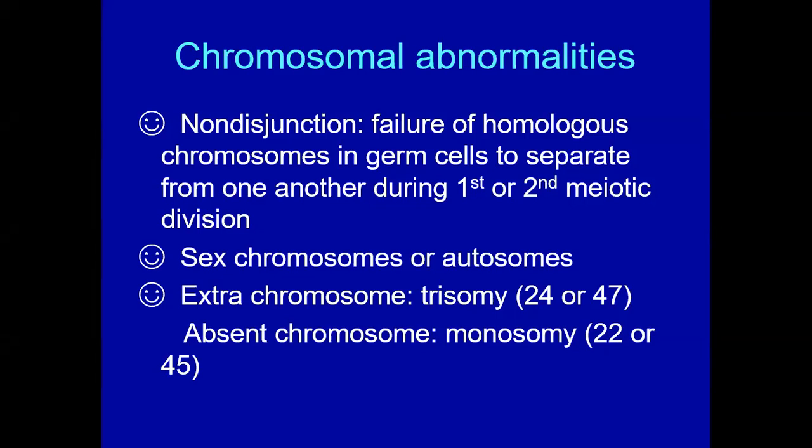The definition of non-disjunction is a failure of the homologous chromosomes in the germ cells to separate from one another, during the first or the second meiotic division. उनके दौरान they cannot separate. They become a condition called non-disjunction. So उसी के दौरान they also can produce some chromosomal abnormalities होती हैं.